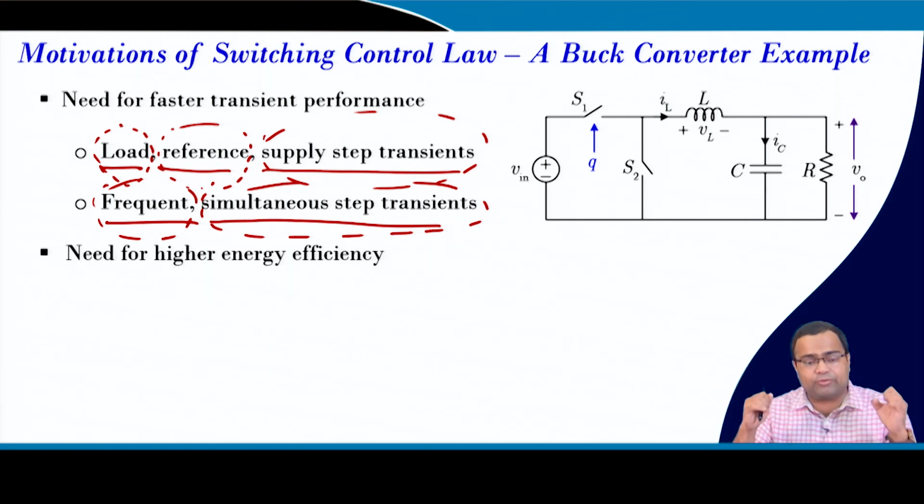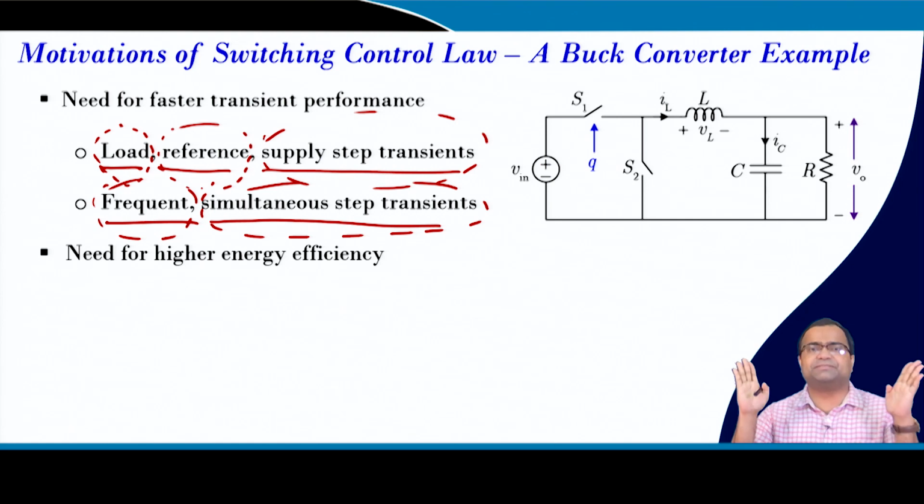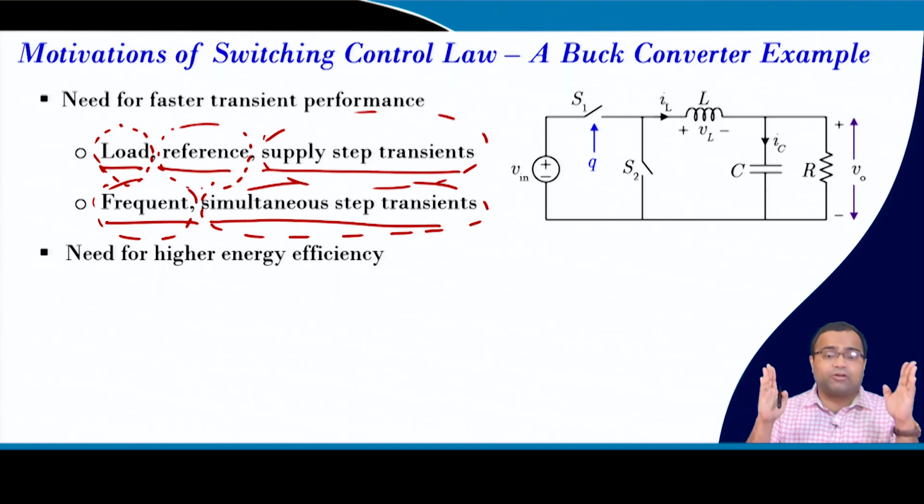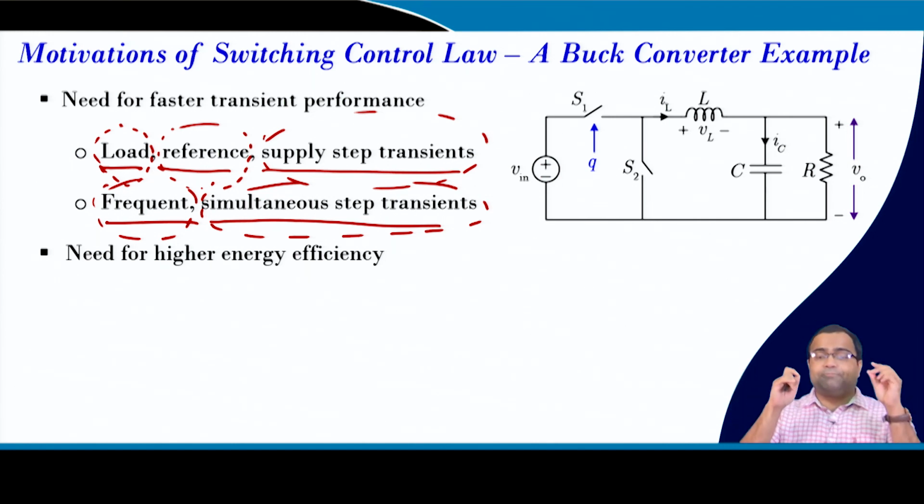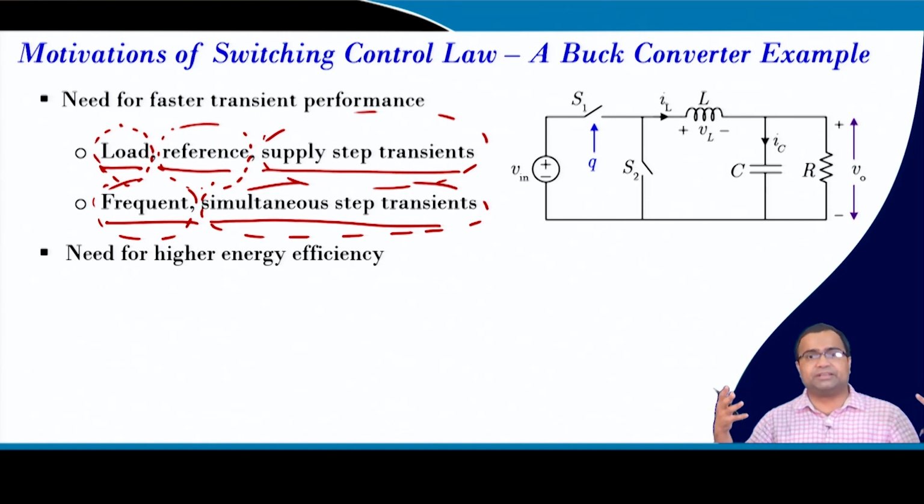At the same time, we need very high energy efficiency, because we generally consider efficiency at steady state. But if the converter undergoes very frequent transients, then steady state efficiency is not sufficient, because if we can optimize the transient performance, we can save the driver loss and other losses, so that we can also achieve high energy efficiency for a longer duration.